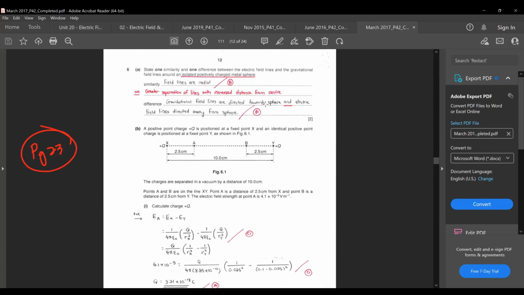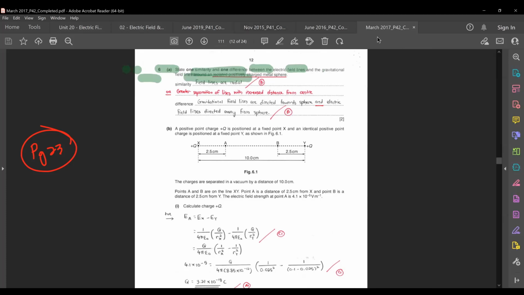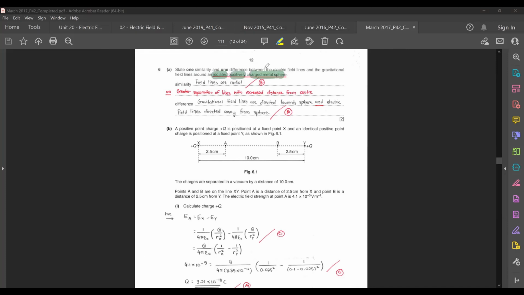6. All right, so here, if you look at part 6a, state a similarity and a difference between electric field lines and gravitational field lines around an isolated positively charged metal sphere. Okay, so in your case, you are supposed to make a comparison between gravitational field and electric field here for an isolated positively charged metal sphere. Because it's a metal sphere, obviously it has mass. It's made of metal, it obviously has mass.